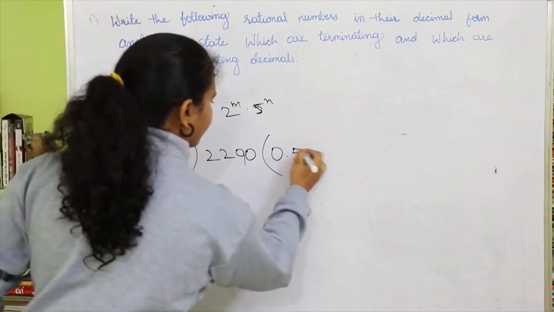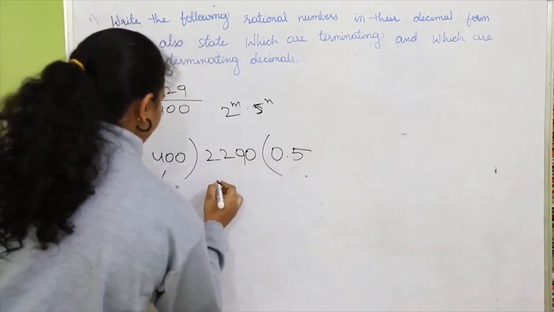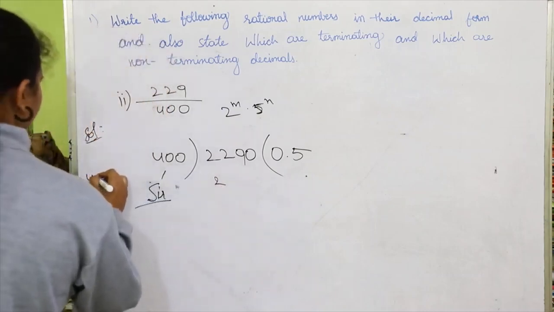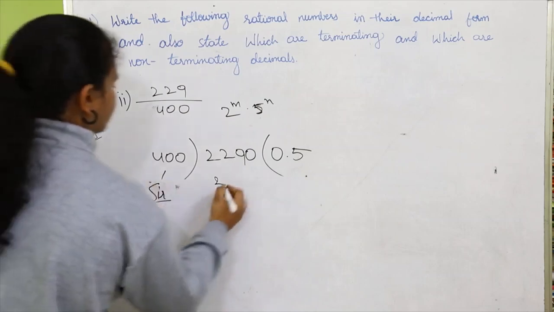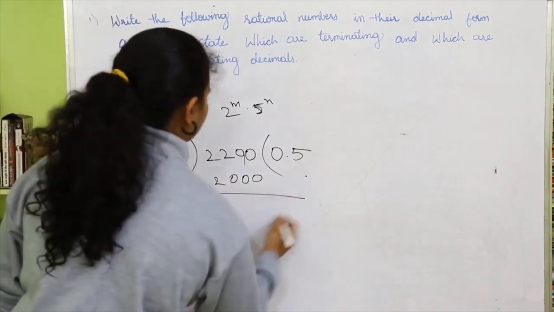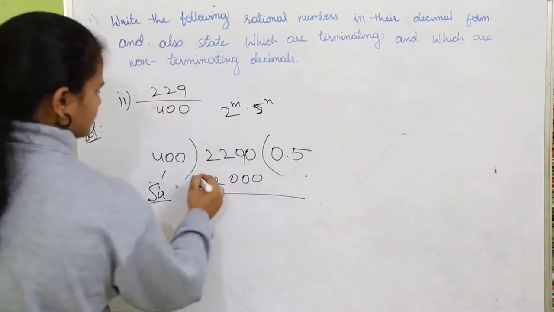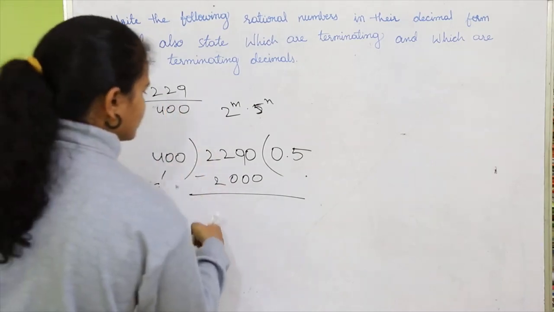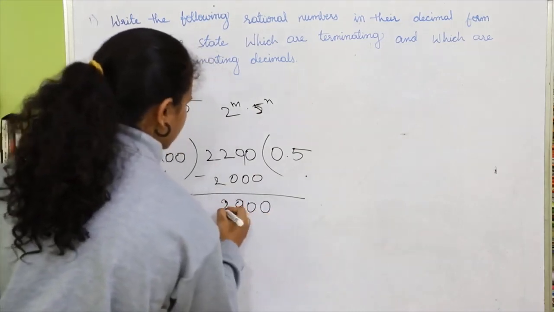Go for 5, okay? 4 5s are 20, right? So 400 into 5 is 2000. So we got 2000, right? Now what you do? You go for 2290 minus 2000. This becomes 290. Add again a 0 over here.